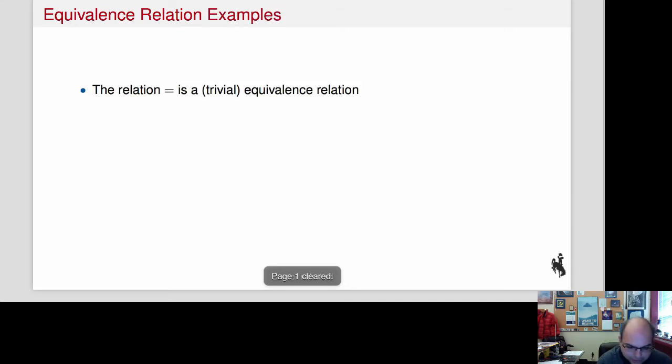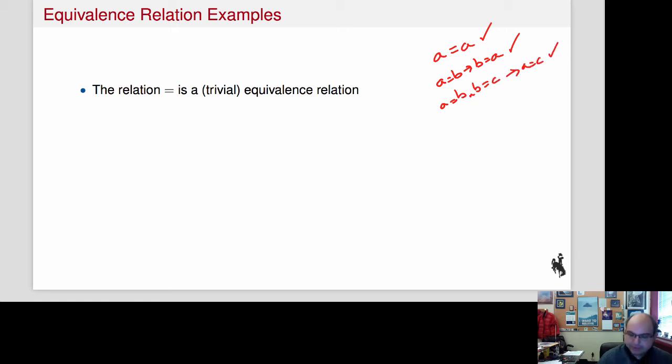The first example is pretty easy: equal. Why does this work? Well, A is always equal to A, right? So that's the first property. Second property, A is equal to B implies that B is equal to A. Yes, that's true. So check. If A is equal to B and B is equal to C, that implies that A is equal to C. Yes, right? So it has all the properties. It's reflexive, it's symmetric, it's transitive. That makes it an equivalence relation.